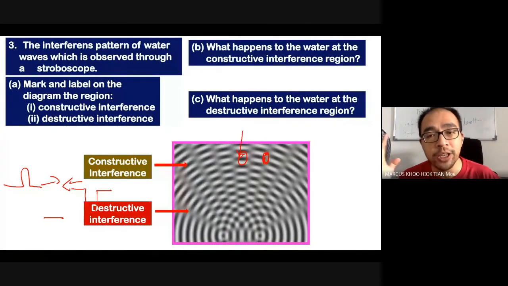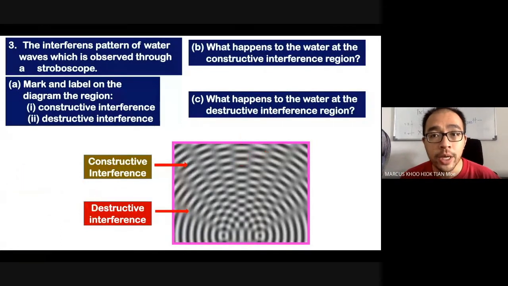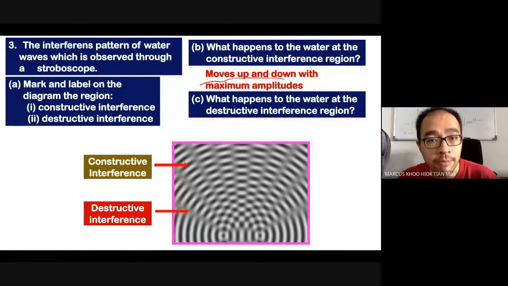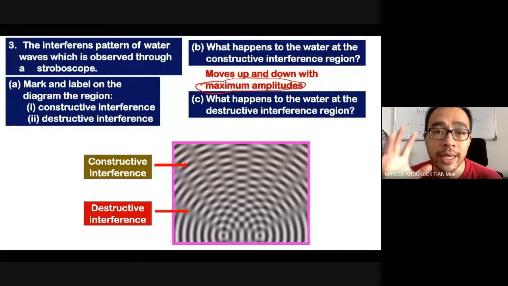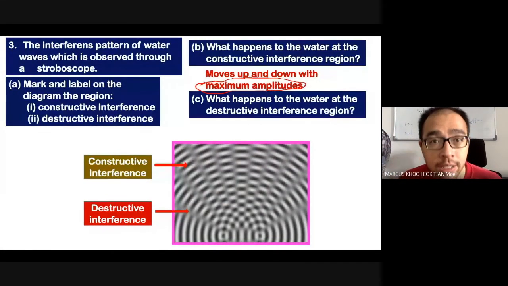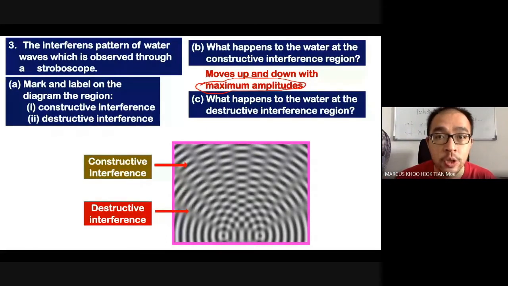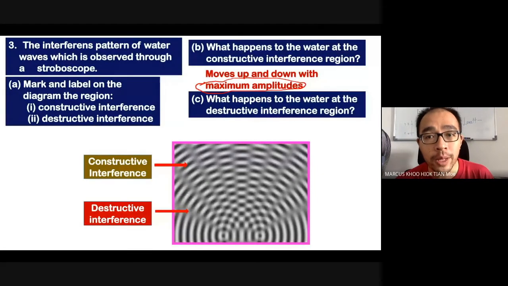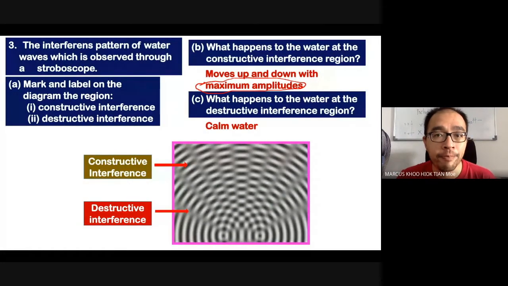Already destroyed one another. So what happens to the water in the constructive interference region? They will move up and down with maximum amplitudes. This is really the key word for constructive interference: maximum amplitude. Super crest, super trough. Wow. And what will happen to the water at the destructive interference region? Generally, the water will be calm.